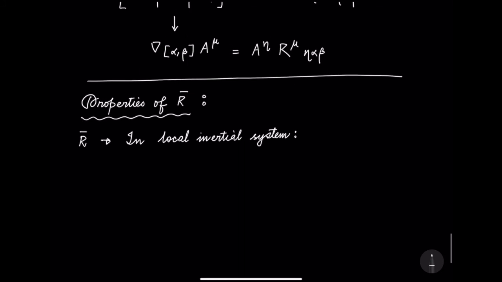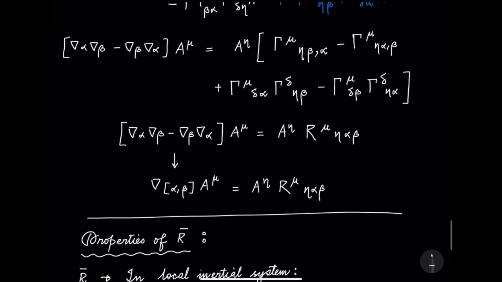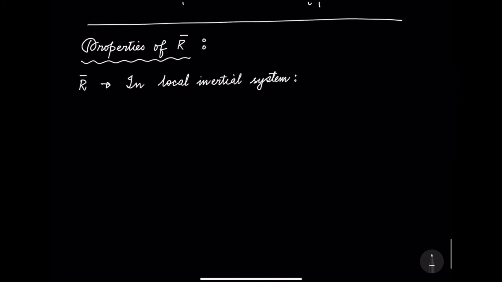What happens in a local inertial system? In a local inertial system, the Christoffel symbols vanish, but the derivatives do exist. So which means the curvature tensor will just be the two derivatives of the Christoffel symbol. So in local inertial system, alpha, beta, mu, nu is only this much. And this is quite easy to remember.